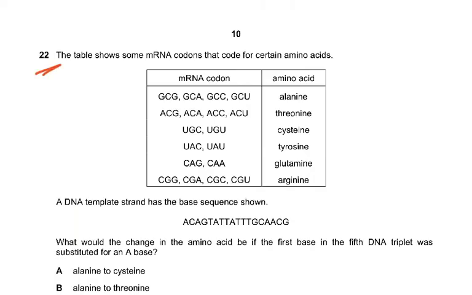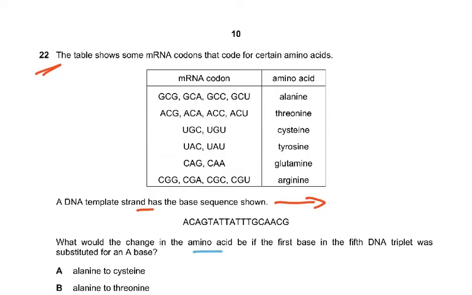Question 22, the table shows some mRNA codons that code for certain amino acids. A DNA template strand has the base sequence shown. So this is the DNA which they are showing you. Now we've got to make the mRNA from it. So I'm going to make the mRNA from it and then you can understand.